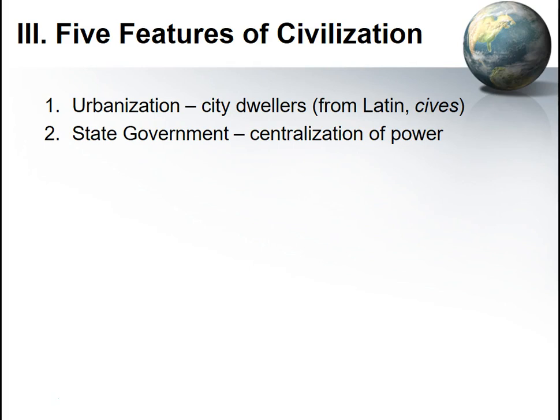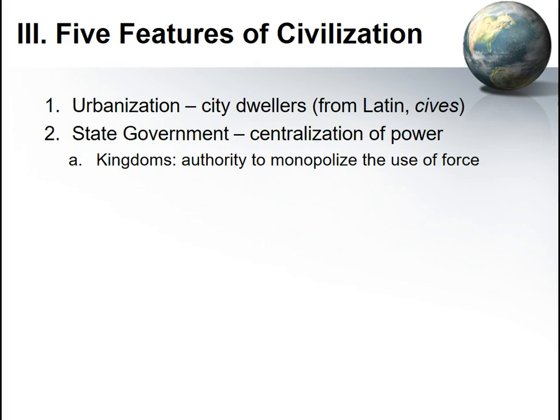Now, this word state does not mean what it typically means here in the United States, the way Tennessee, for example, is a state in the United States. A state government means that there is a centralization of power, that power is focused typically in one individual. And for almost all civilizations, that one individual is known as a king. Now, an important distinction to be made here is between chiefdoms and kingdoms. Some of the agrarian villages that emerged in the Neolithic Revolution were led by a chief, an individual who exercises power just like a king.